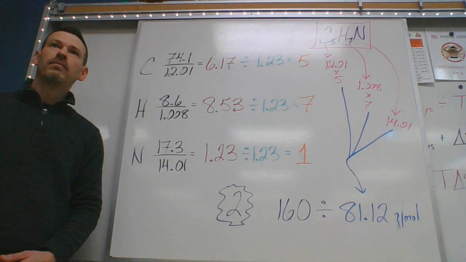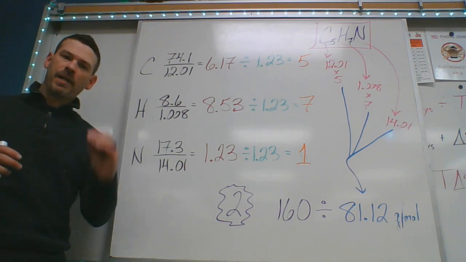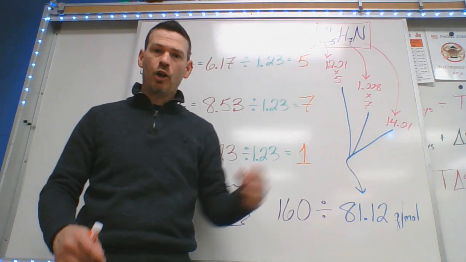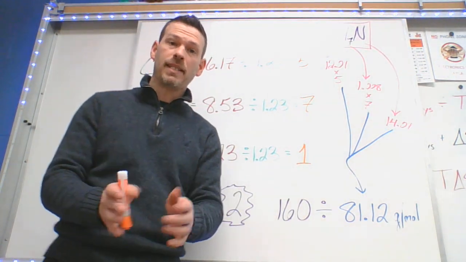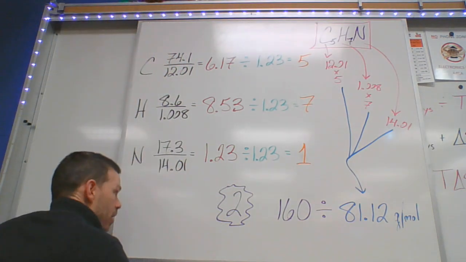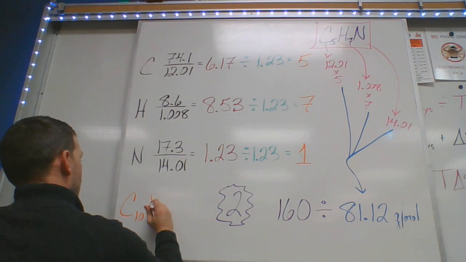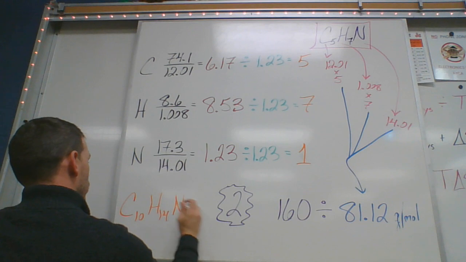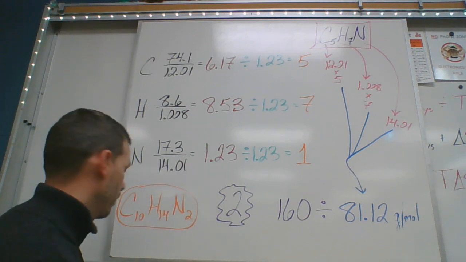One step left. The last step reads, multiply your empirical subscripts by that number. The empirical subscripts you got earlier, multiply all of them by that number, and you've got your molecular species. So if I do them all by 2, I will get C10H14N2 as the molecular answer.